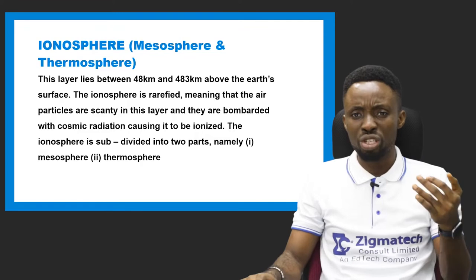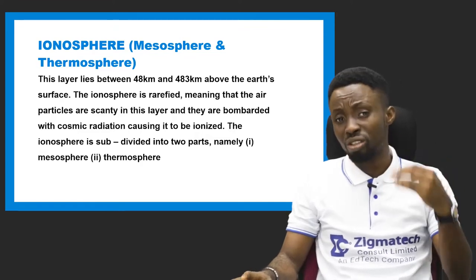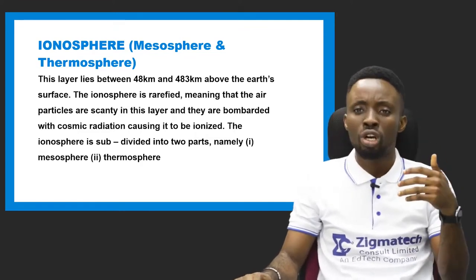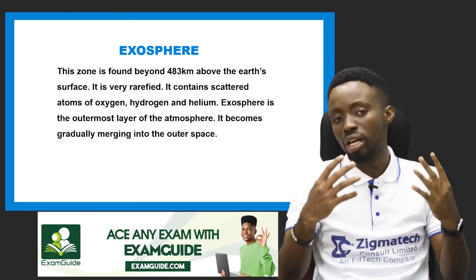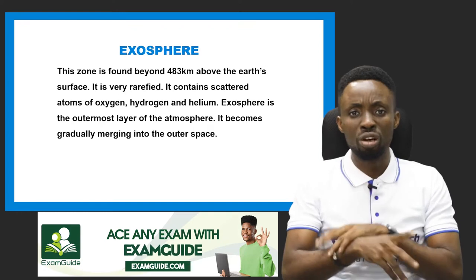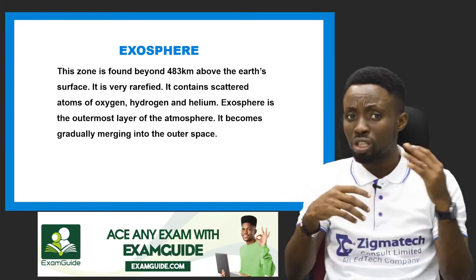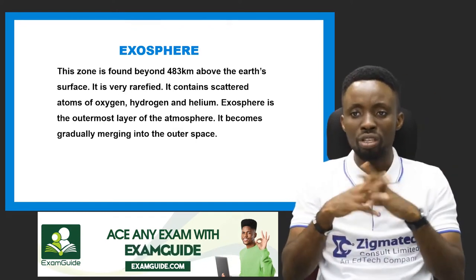So after the ionosphere, that is from 483 kilometers upwards, we get to the next layer of the Earth, which is the last layer, called the exosphere. The exosphere is found beyond 483 kilometers, down to the outer part of the Earth.